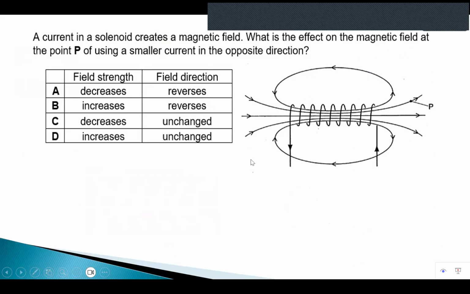Next question. A current in a solenoid creates a magnetic field. What is the effect on the magnetic field at point P using a smaller current and in the opposite direction? So I have a compass here. What will happen to this compass when I use a smaller current? When I use a smaller current through this solenoid, my magnetic field strength would decrease. So it's either A or C. And if I reverse the direction of my current, my magnetic field will also reverse. So the answer is actually A.